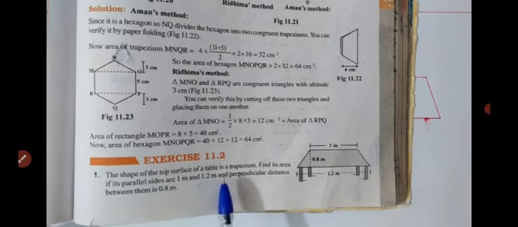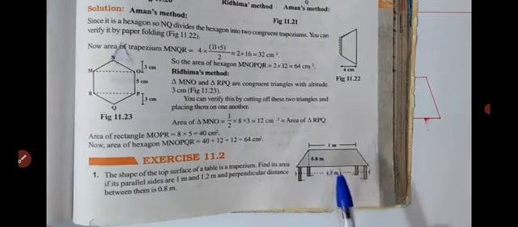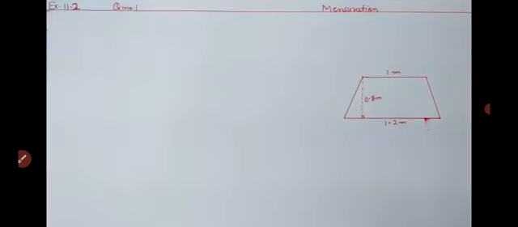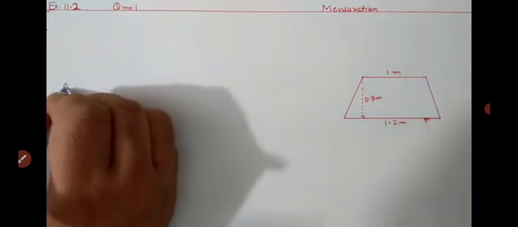meter. Okay, the parallel sides are given. And what is the shape of the table? The shape of the top is given as a trapezium. Okay, and we know the parallel sides and we also know the distance between them. So see here, 11.2 question number 1. 1 meter, the 2 parallel sides are given to us.